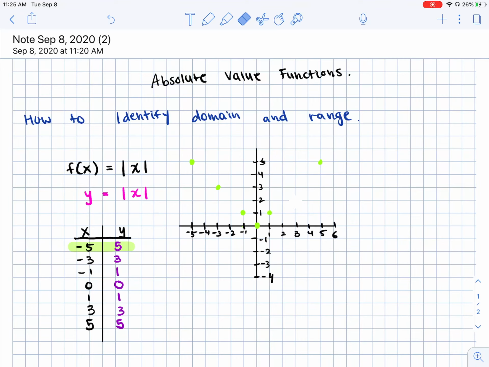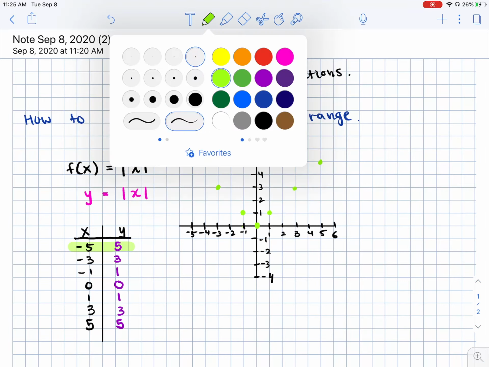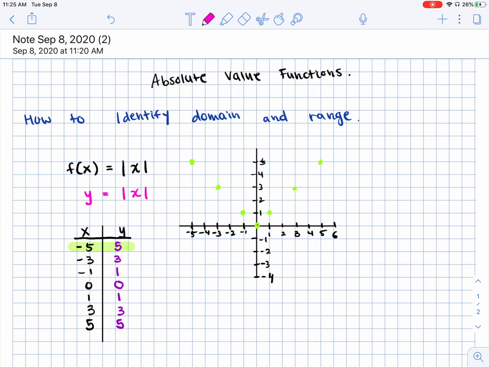Oops, actually, it did 3, 2 for this one. Let me fix that. 3, 3. There we go. So now you might see the V shape I was talking about. So if I connect these points, then I connect these points. Boom. This is the absolute value graph. It's going to always look something like this. So from this absolute value graph, we want to identify domain and range.